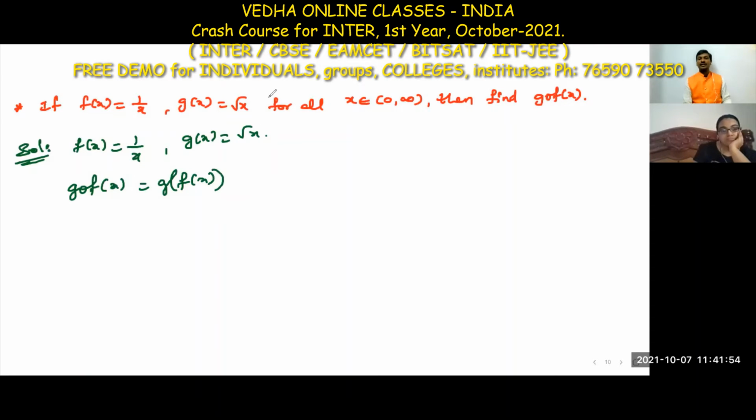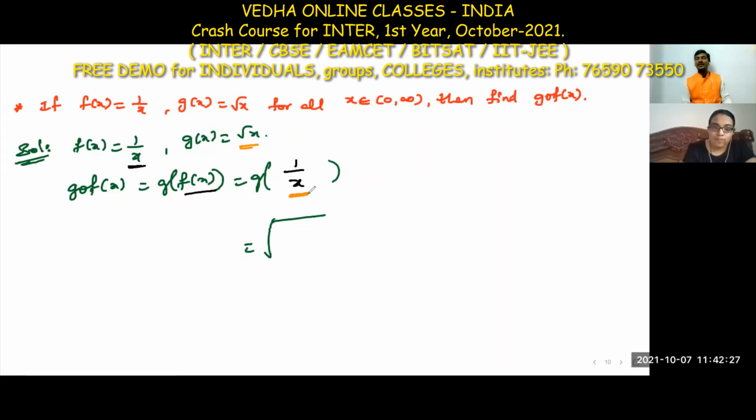So after that, what do we do? g of f of x. What is in place of f of x? Take that function and replace it in the f of x function. f of x means 1 by x. Just replace. Now g of x. What is g of x here? g of x is root x, under root of x. In place of x, what do we have? In place of x, we have 1 by x.